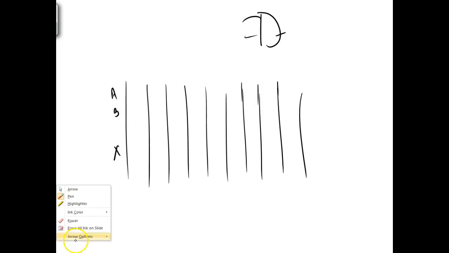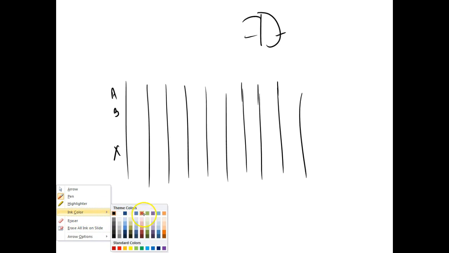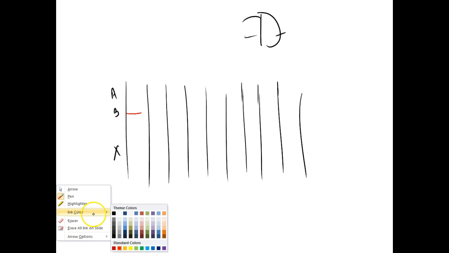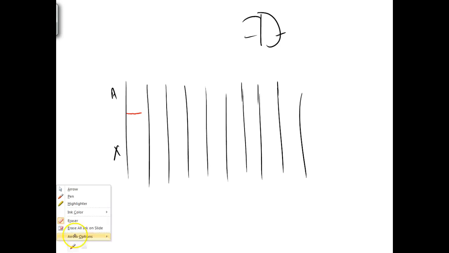So let's do it this way. I'm going to use different colors. So here's the A input. Let's come over here and I'll draw it down here. Sorry. What I need to do is move B down some.